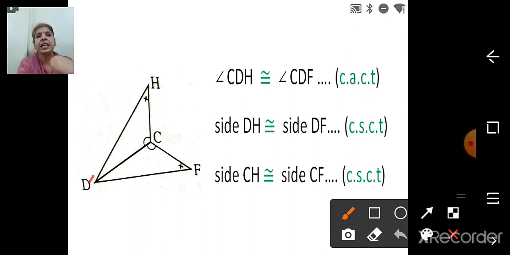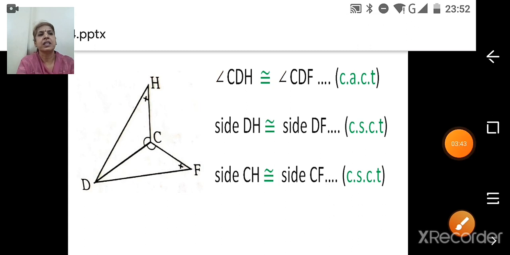Next is side DH congruent to DF. So we will write side DH congruent to side DF. Reason, CSCT, corresponding sides of congruent triangles. Then CH congruent to CF, and the reason is corresponding sides of congruent triangles.